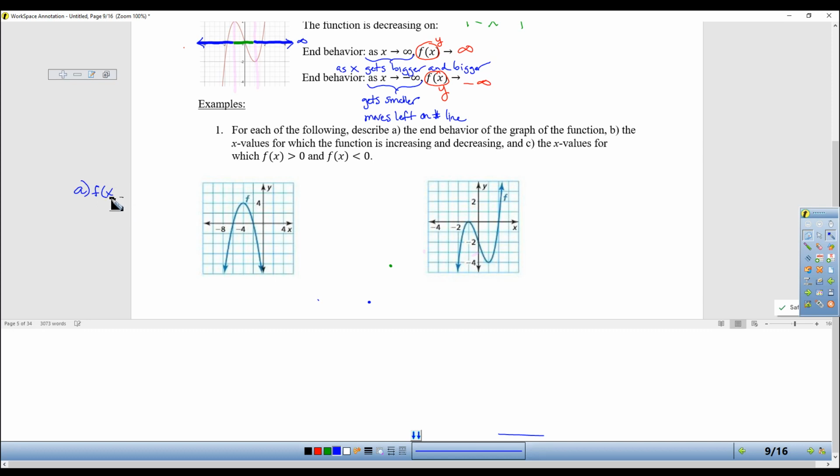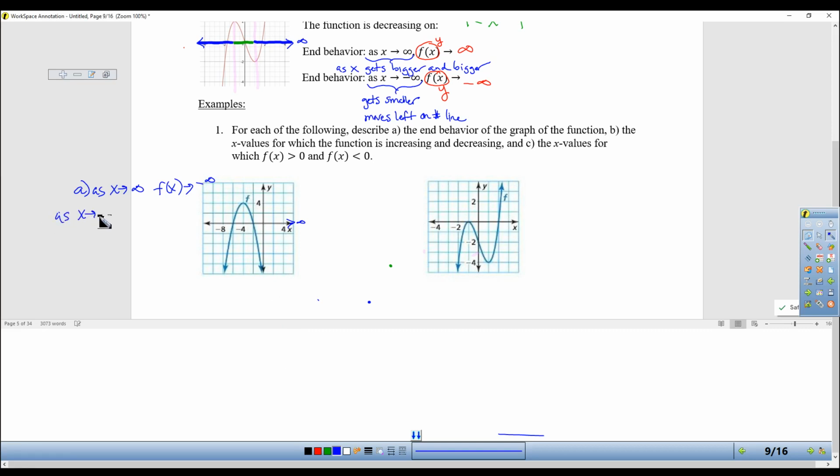F of x, well, actually I'll write it the way they did, as x goes to infinity, f of x goes to what? So that means just as you look over here, so I just kind of go to the end of the graph. You can call that infinity, even though it's only 5, but if I kept going, what is the y value doing? The y is going down. So the answer is negative infinity.